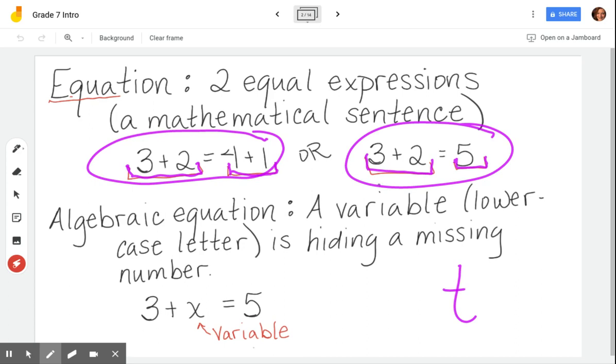So I took that same expression, 3 plus 2, and set it equal to 5. So this is the same equation down here, but I pulled out the 2 and replaced it with a variable. So to solve this equation, you would have to find that x equals 2 because that's the missing number that makes that equation a complete sentence.